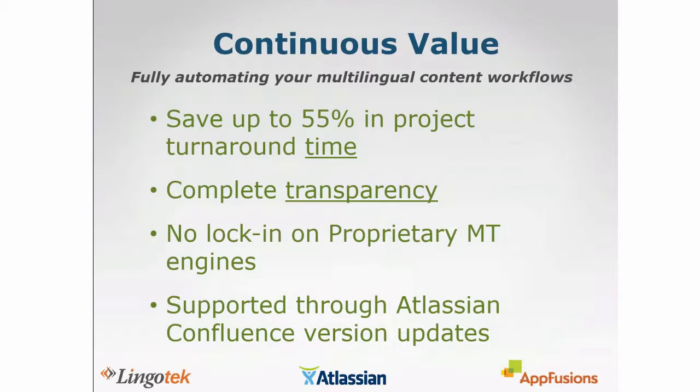Now, of course, the value to having a continuous translation workflow is that you can save up to 55% in project turnaround time. You have complete transparency into the process. You're not locked into proprietary machine translation engines. You can use the engines which fit your budget and, more importantly, which best translate the languages that you're targeting. And lastly, it's fully supported within Atlassian Confluence across version updates.